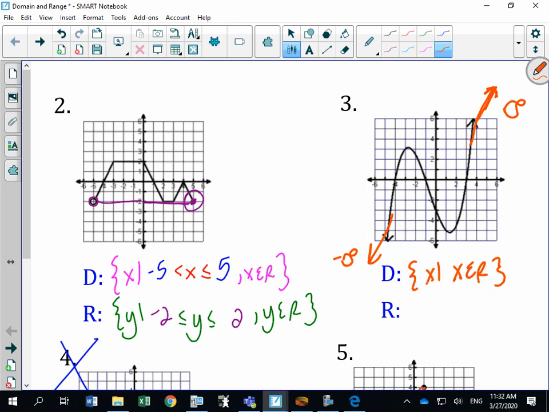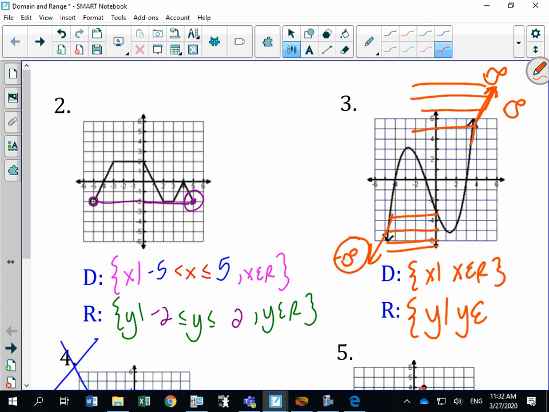Then, if I said, what's your biggest y value? Well, my biggest y value, again, is infinity. And my smallest y value, it just keeps going down, down, down, is negative infinity. So how do we do range when we go negative infinity to infinity? Y is such that y belongs to the set of real numbers.